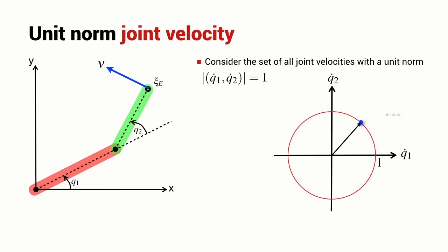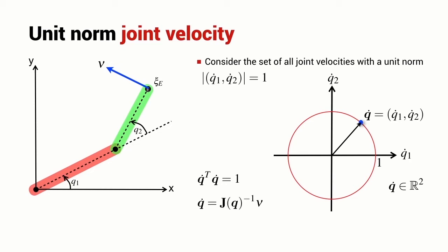And here is a general point Q that lies on that circle. Points here and here correspond to motion of joint 1 only, and points here and here correspond to motion of joint 2 only. All the other points on the circle correspond to a mixture of motion of joint 1 and of joint 2. Another way we can write this constraint that the velocity lies on the red circle is in terms of this vector-vector product. It's the same as the dot product, saying the dot product of Q dot with itself is equal to 1.